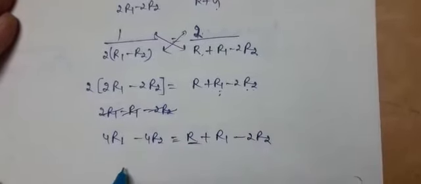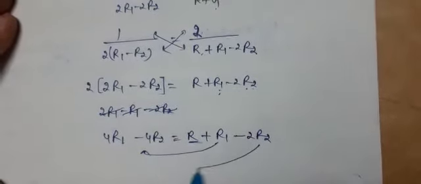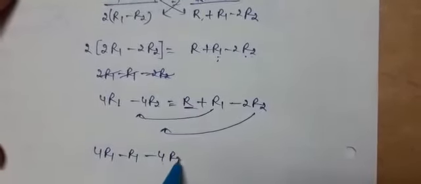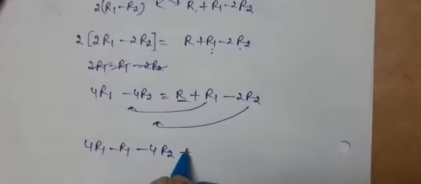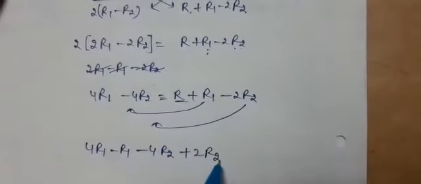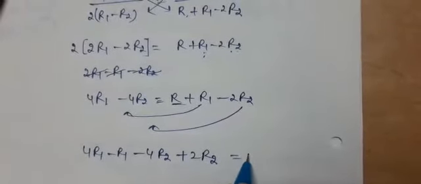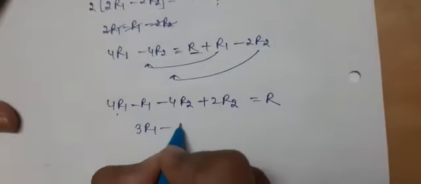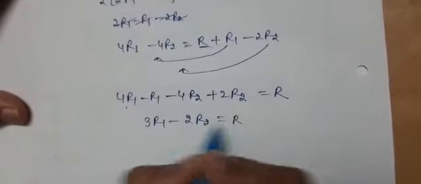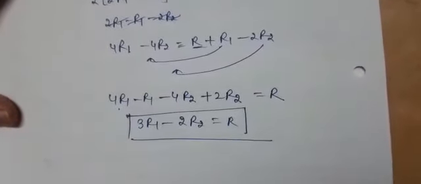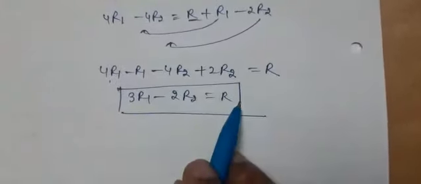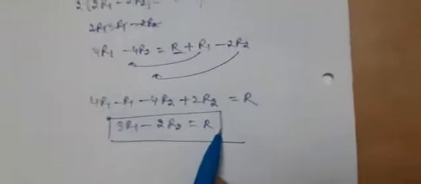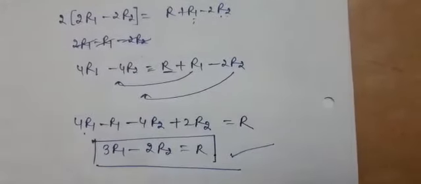So to calculate the value of R, I will take R1 and this term on the left side: 4R1 minus R1 minus 4R2 plus 2R2 is equal to R. So here this is 3R1 minus 2R2. This will come out to be R. So this is the final value of the resistance that should be connected in series with the galvanometer to get a potential difference of 2 volt.